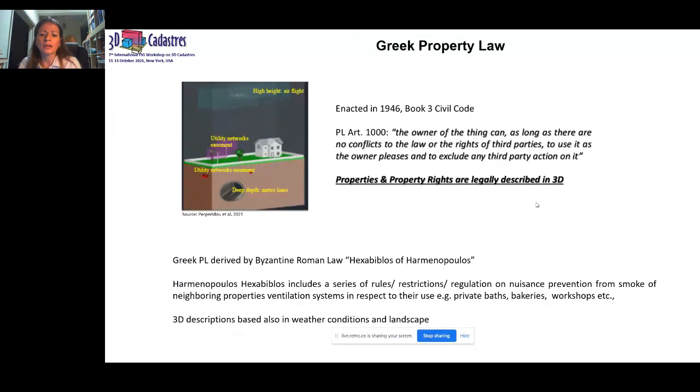So there are specific rules, restrictions and regulations on private baths, bakeries, workshops, etc. The provisions foreseen in the Hexabiblos of Harmenopoulos had descriptions and regulations based on 3D conditions and landscape, and all of those rules and regulations are described in 3D.